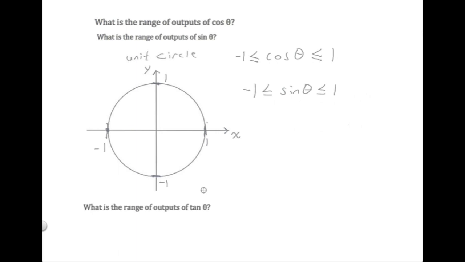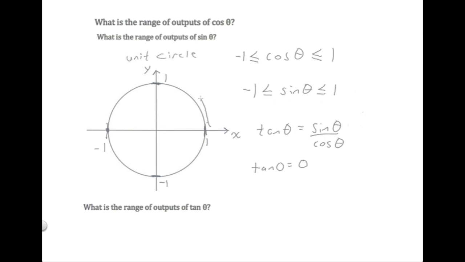Pause the video and try this problem. This is considerably trickier than the other ones, but we should remind ourselves that tangent theta is sine theta over cosine theta. For example, we already know the tangent of 0. That would be this point. We've already learned tangent of 0 would have a y-coordinate of 0. If you put a 0 on the top here, you would get 0. We know the tangent of 0 is 0, so we know that 0 is in the range.